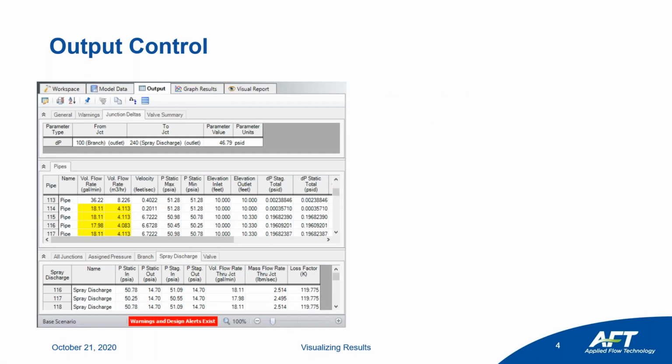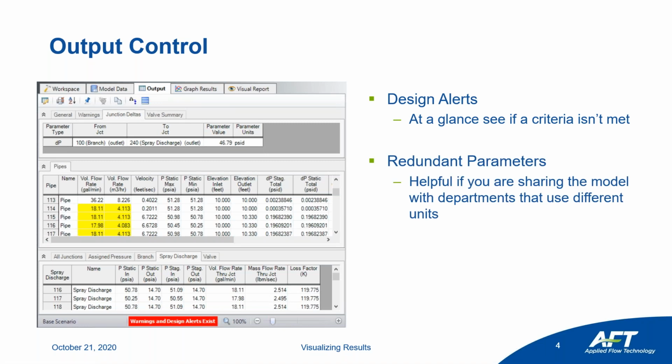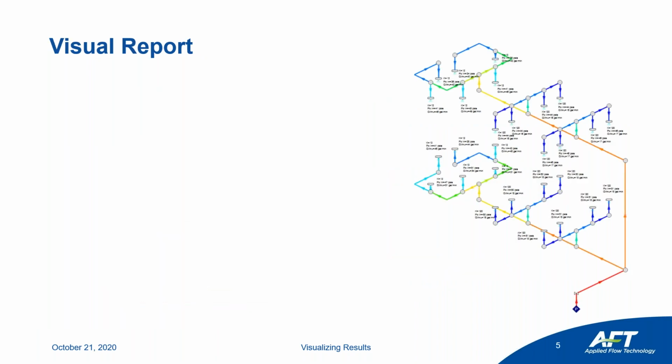So now, in review, we looked at design alerts, how it highlights at a certain specification, our redundant parameters, how we can add another flow rate, and then finally our junction deltas, which is exploring parameters across different pipes rather than trying to sum them manually by hand. So that's everything with output.